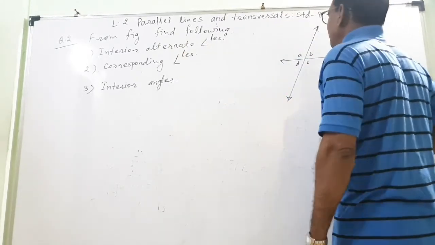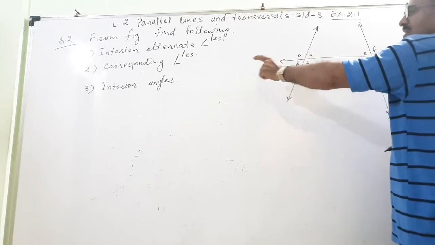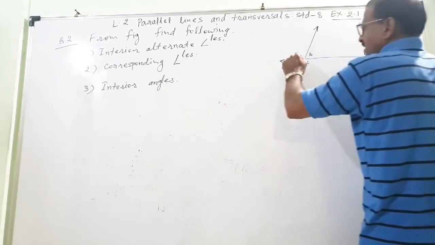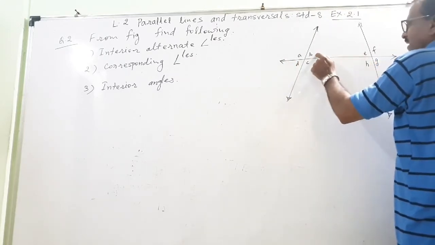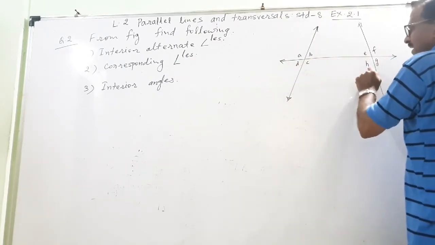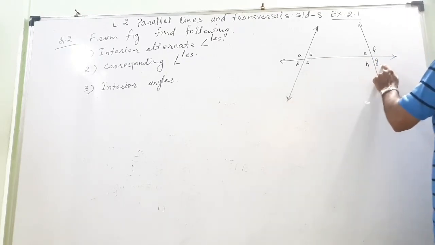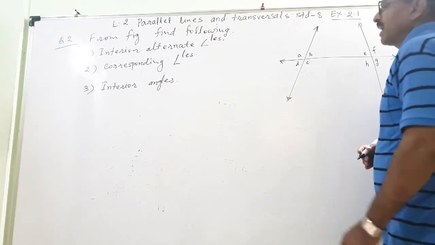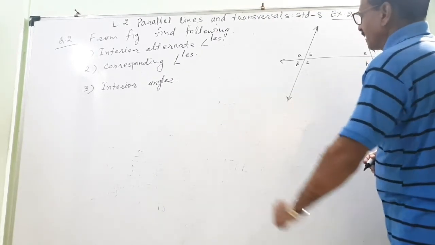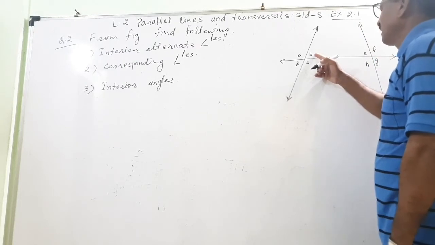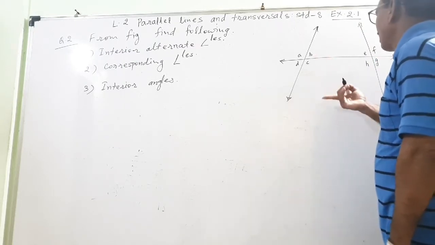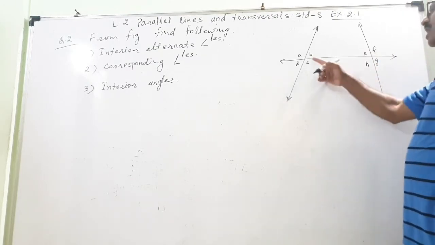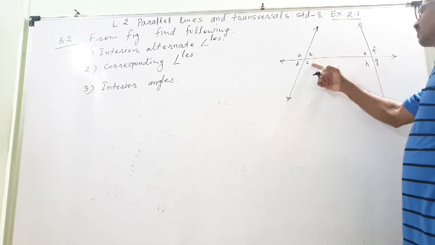Now, corresponding angles. The answer which I have given you is of the corresponding angles. A and E are corresponding angles. B and F are corresponding angles. D and H are corresponding angles. C and G are corresponding angles. Interior angles. So, how will you write? You will give the heading interior angles. Angle B, angle C, angle E, angle H. These are the four interior angles. 1, 2, 3 and 4.